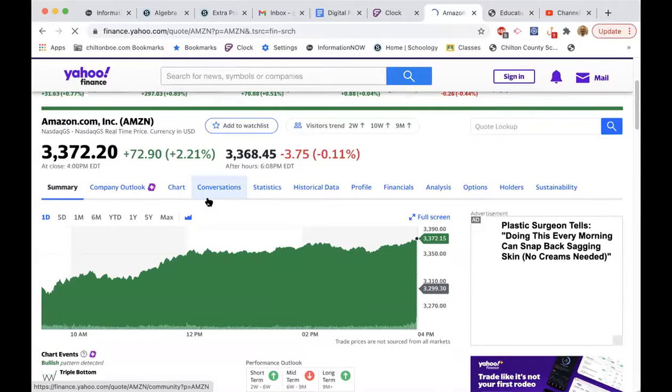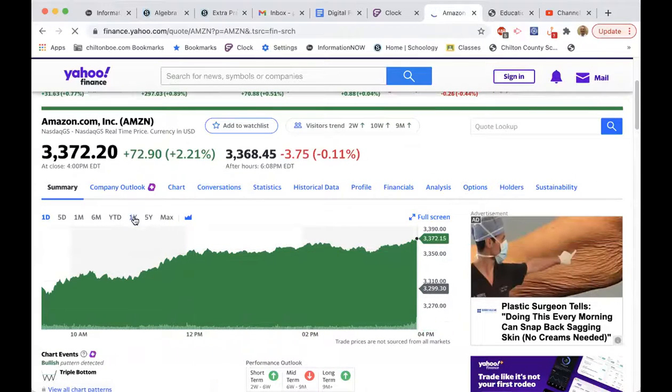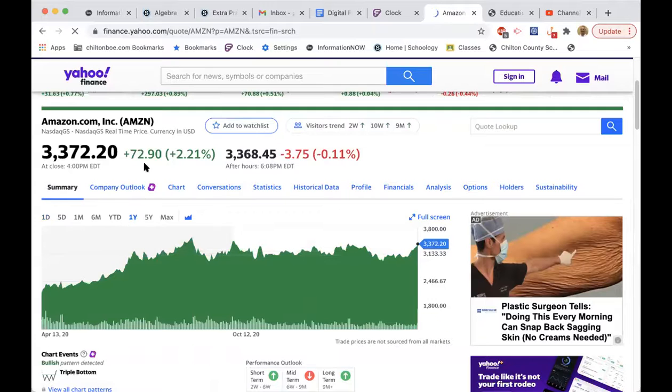All right, this is 1 day chart of Amazon, positive slope. Let's look at 1 year, positive slope.